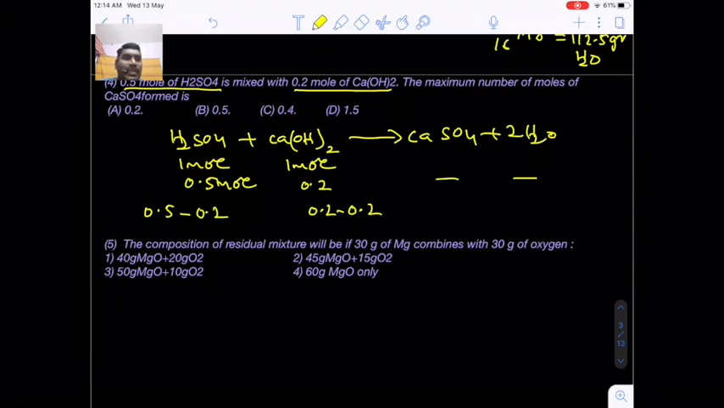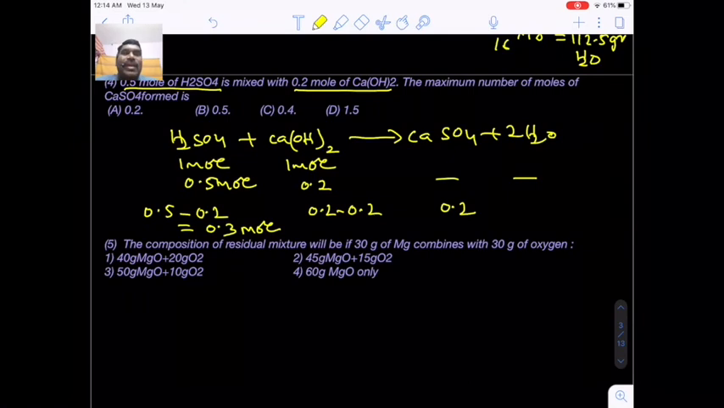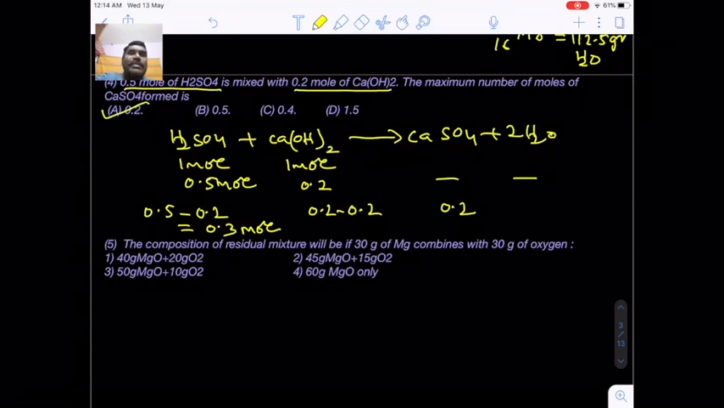Are you getting my point? So 0.2 moles of salt will be formed. So the excess reagent will be sulfuric acid, which will be left at 0.3 moles. And how many maximum moles of calcium sulfate will be obtained here? 0.2. Okay. Now come to the next problem.